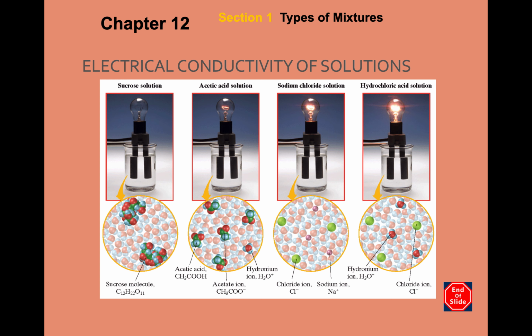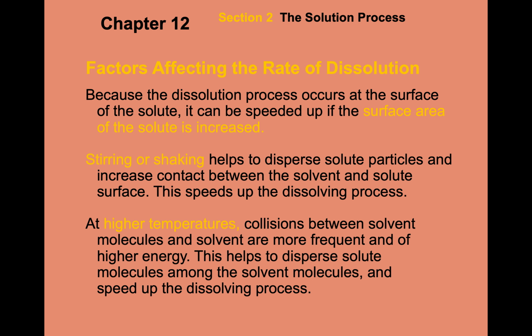Next section, we talk about a couple of different things. First thing we're going to talk about are some of the factors that affect how quickly something dissolves. The first one is surface area. If we're talking about how to dissolve something quickly, we can increase the surface area of a solute by making sure that whatever we add is in the smallest form possible.